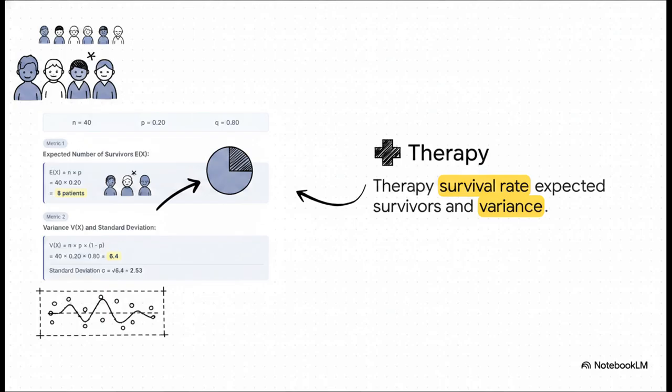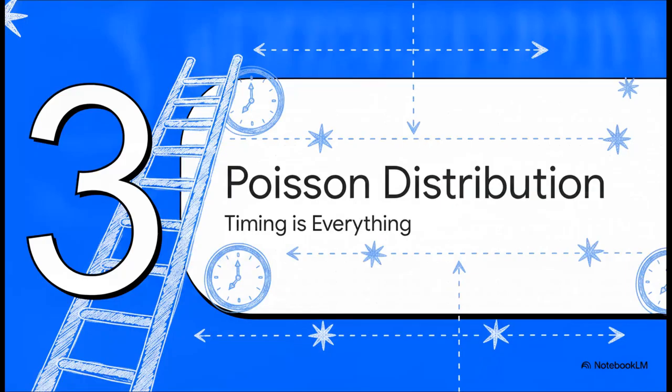By just multiplying n by p, we find the expected value. 40 times 0.2 equals 8. So the medical team can mathematically expect 8 survivors. We can even calculate the variance to see how much that expectation might fluctuate. It's incredibly powerful stuff. All right, part 3, Poisson.